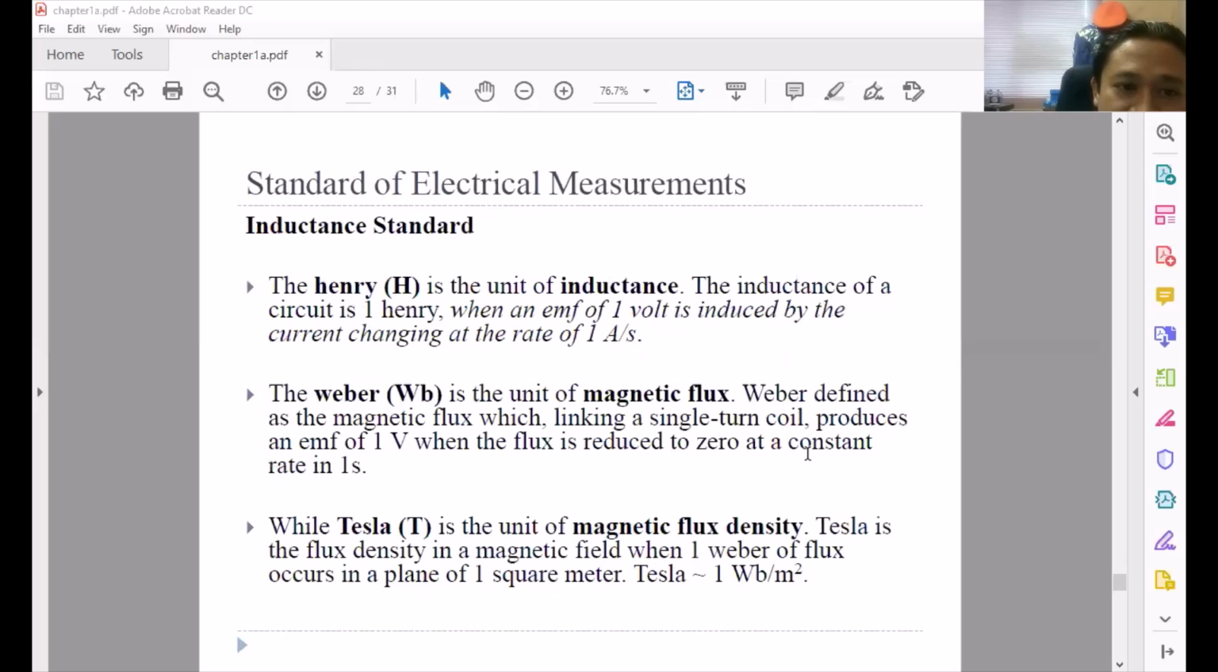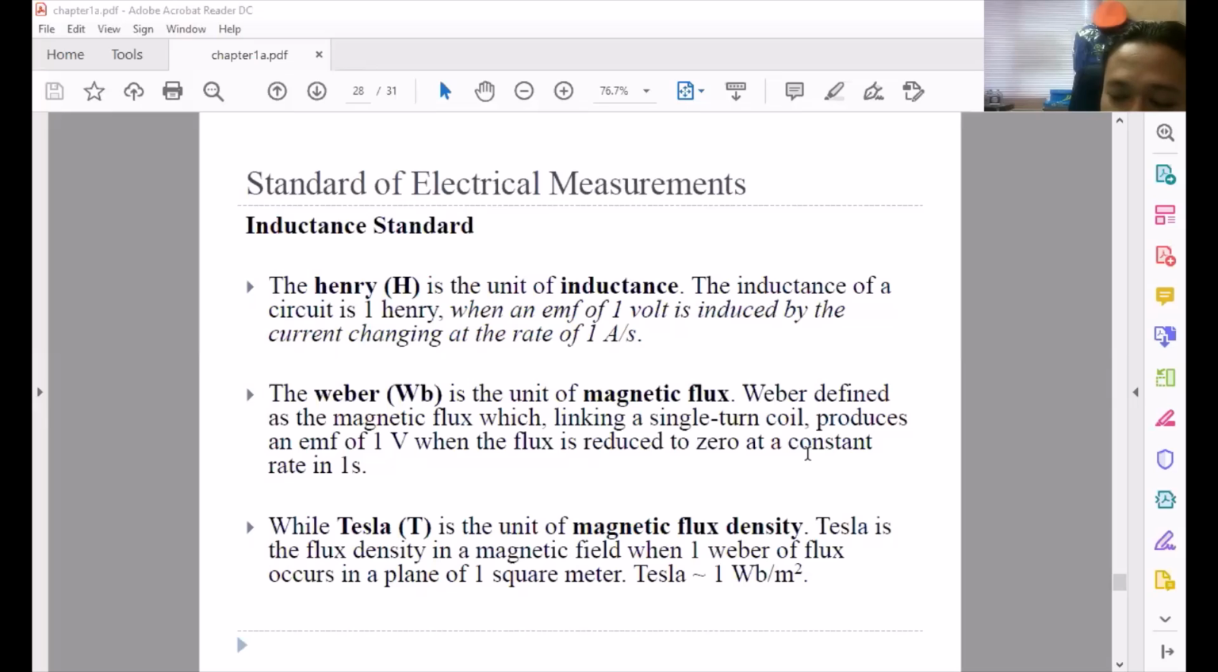Next is the inductance standard. The unit of inductance is the Henry. The inductance of a circuit is 1 Henry when an EMF of 1 volt is induced by the current changing at the rate of 1 ampere per second. That's the definition of the inductor.